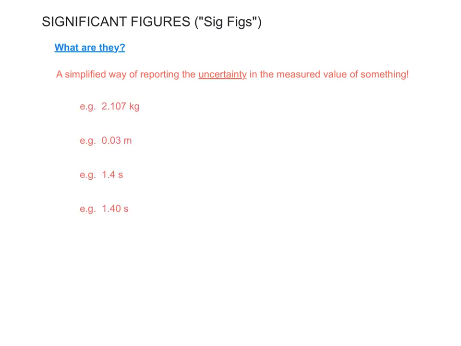Suppose I measure the mass of an object and I report it as 2.107 kilograms. What I'm really saying there is that when I measured this, I know that the actual value is somewhere between 2.1065 kilograms and 2.1075 kilograms. It's somewhere within this range, but I don't know exactly where within this range, so I report it in this fashion.